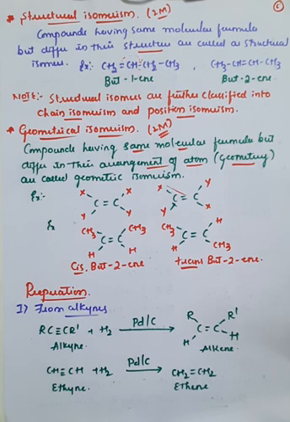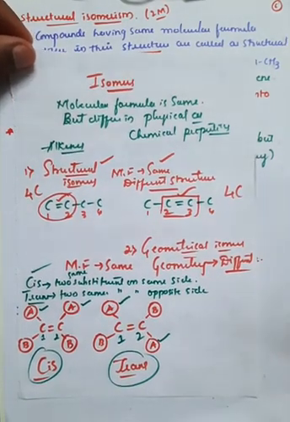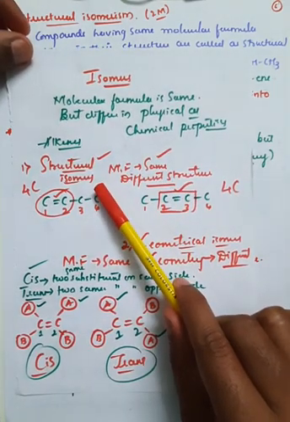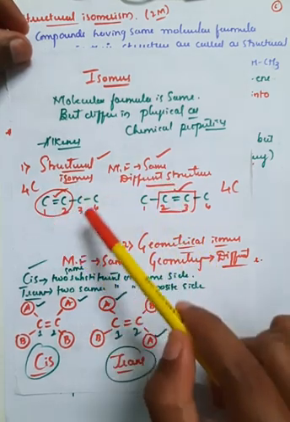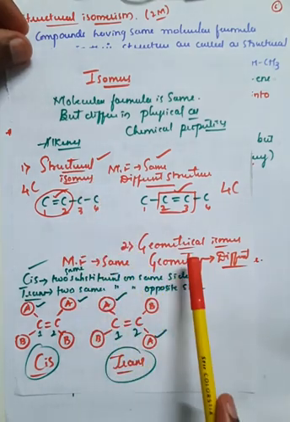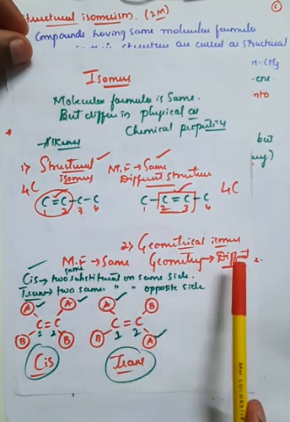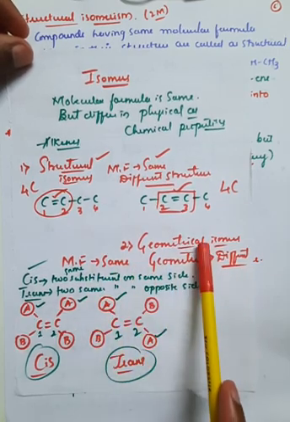Basically in case of isomers we have seen two types. One is called structural isomers and the second one is called geometrical isomers. In case of structural isomers, the compounds have the same molecular formula but differ in the position of the double bond, that is, they differ in the structure, so we call it a structural isomer. And in case of geometrical isomers, the molecular formula is the same but the geometry is different. So in geometrical isomers there are two forms.